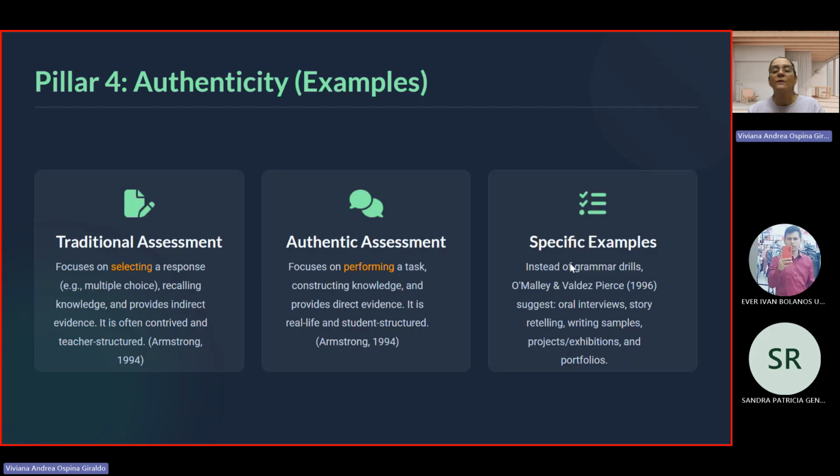We also can have specific examples. Instead of grammar drills, which are very common when we are assessing in language learning, a suggestion from these authors, O'Malley and Valdez Pierce, are oral interviews, story retelling, writing samples, projects, exhibitions, and portfolios. All these with the goal of having the student perform and use his competence to achieve a real goal that is going to help him in his life.